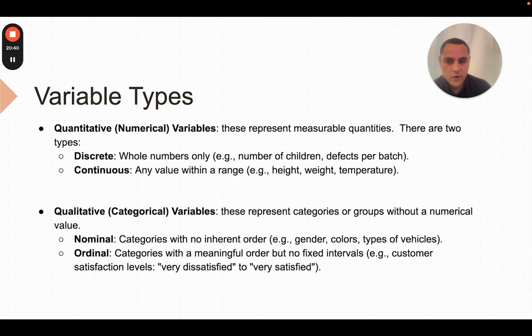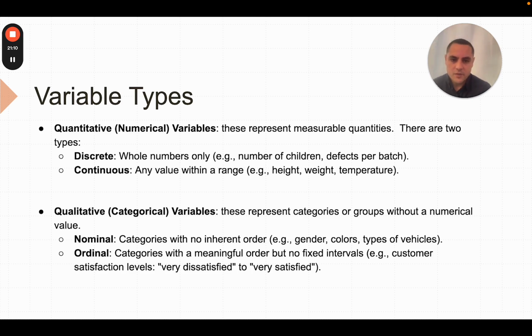When we look at variable types, there's two main types: numerical and categorical, right? So numerical would be quantitative. These are measurable quantities. And there's two types under that. There's discrete and continuous. So discrete are actually whole numbers. For example, number of children, defects per batch in production. Those can be only whole numbers. 1, 2, 3, can't be 3.5.